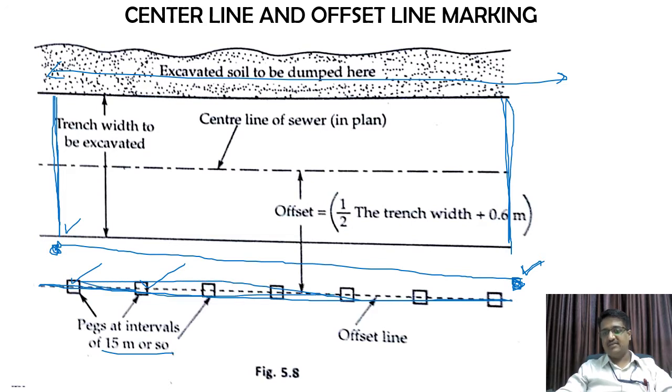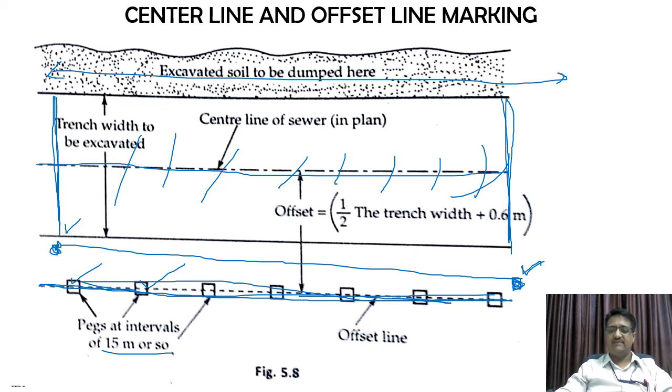Why are we trying to maintain this offset so carefully? Because whenever we dig up something over here, the entire thing will be disturbed. Whenever you excavate, this particular center line will not be visible to you at all, because you have excavated that part. So the center line will always be located with respect to the offset line, which is not disturbed during the excavation process. So this is the first part of laying your sewers, that is marking of the center line and offset line.